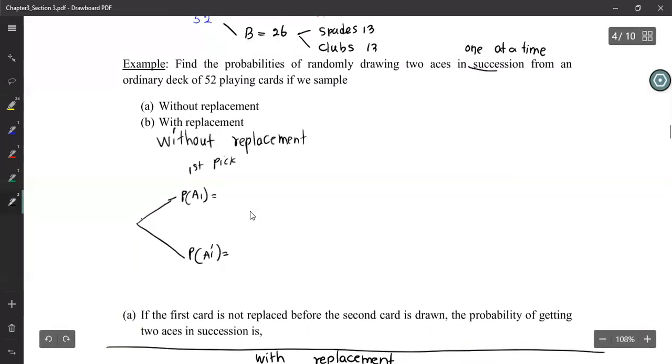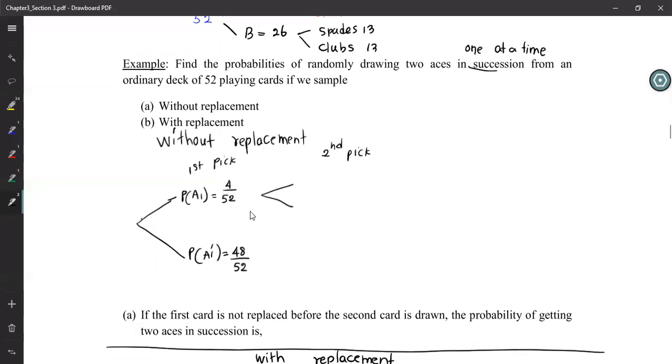Okay, so we are in the first pick. What is the probability that the first is an A? 4 out of 52. Not A, 48 out of 52. That is okay. Now remember, we are not replacing. So what will happen when you go to the second pick? Again, it can be an A, it can be not A. Let's write what will be the probability the second is an A, given that first was also an A.